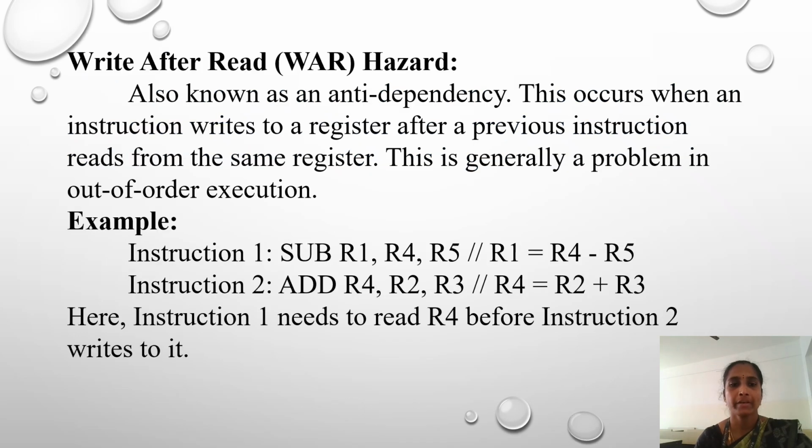The next one is write after read hazard. It is also known as anti-dependency. This occurs when an instruction writes to a register after the previous instruction reads from the same register. This is generally a problem of out of order execution. For example, instruction 1: we subtract R5 from R4 and store the result in R1. Instruction 2: we add R2 and R3 and store in the register R4. Here instruction 1 needs to read R4 before instruction 2 writes to it. So here write after read hazard happens.